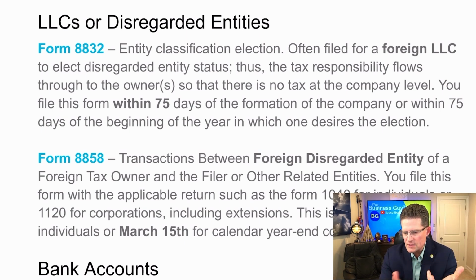So this allows you to elect disregarded entity status, which CPAs often say is best if it has passive investments, stock market investments, and the tax responsibility flows through to the owner, and so there is no tax at the company level. And you file this form within 75 days of the formation of the company or within 75 days of the beginning of the year in which one desires this election.